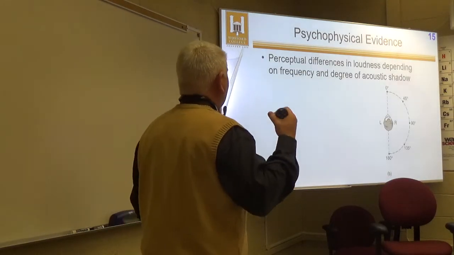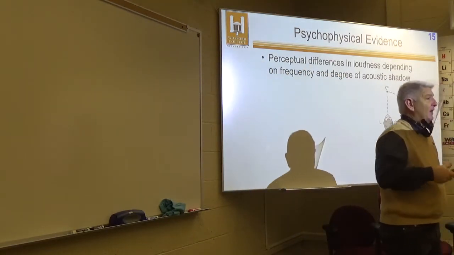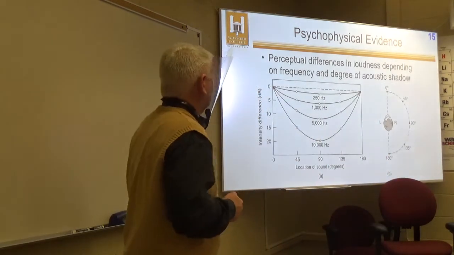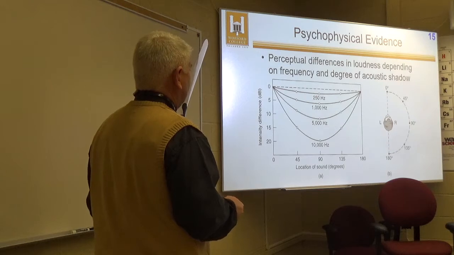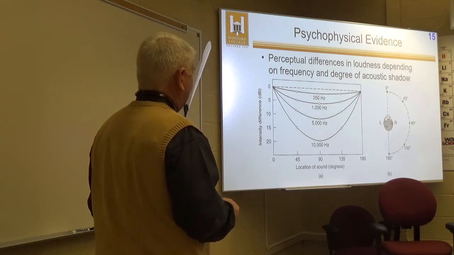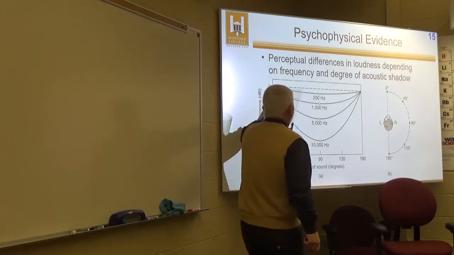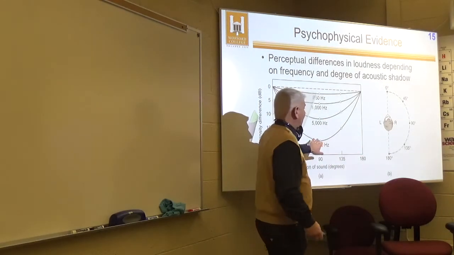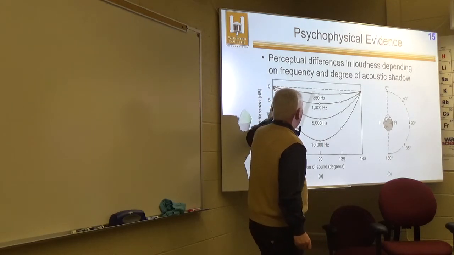We can actually measure this if you put a microphone in the ear canal. You can measure the acoustic shadow, the differences in intensity here. And so here we see for lower frequency sounds, there's no difference or very little difference for 250 and 1,000. But by the time we get to 5,000 and 10,000 hertz, when we're at 90 degrees, that's our maximal acoustic shadow, we get a pretty significant difference in decibels. 45 degrees, you can see the difference there.